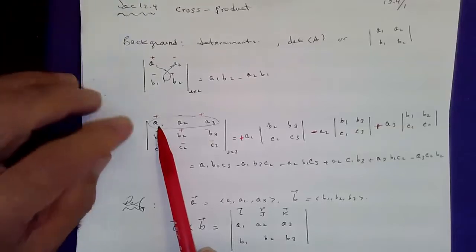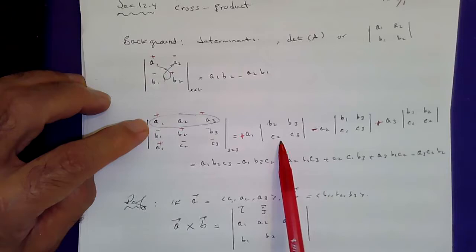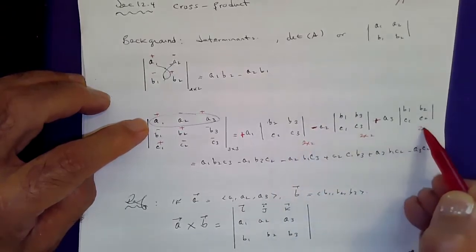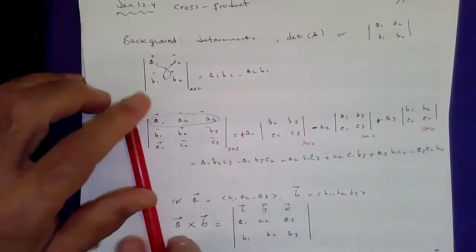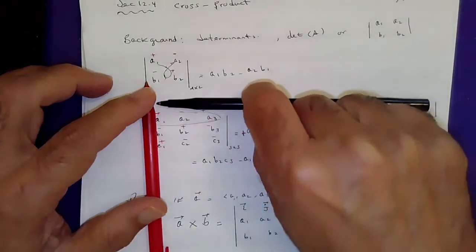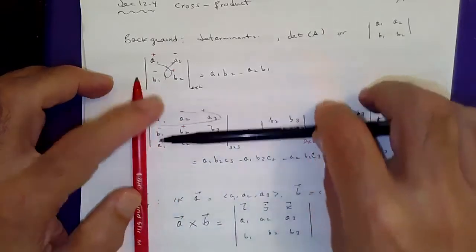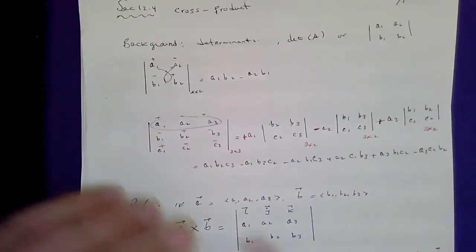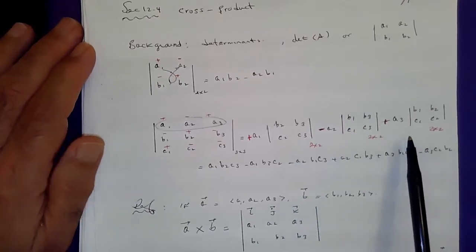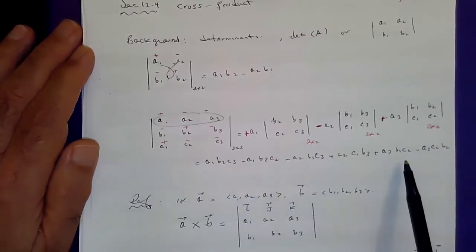Once you determine the signs, you multiply each of these elements by their minors. A minor is a 2 by 2 determinant, which is found by deleting the row and the column in which that element is located. So if I delete the first row and the first column, I'll be left with B2, B3, C2, C3. Now I have to find the determinant of this 2 by 2 matrix.